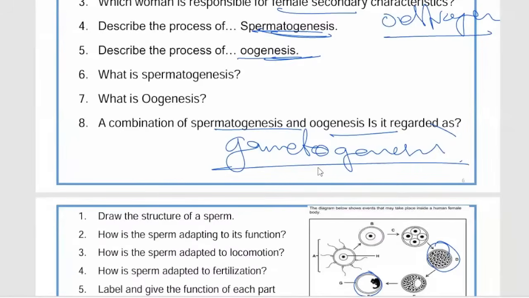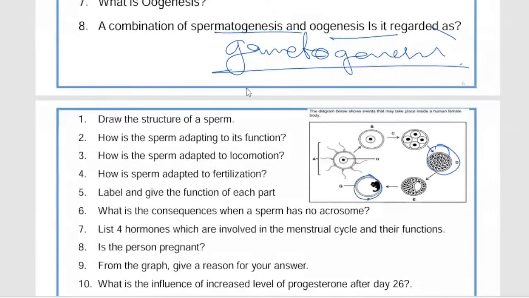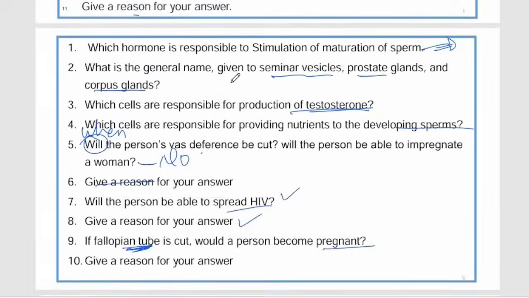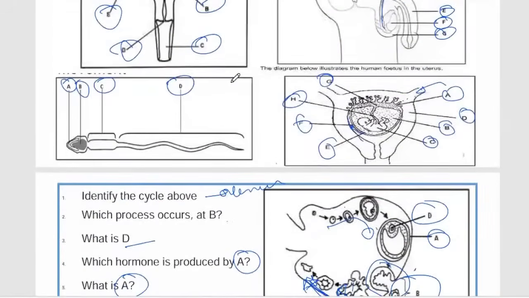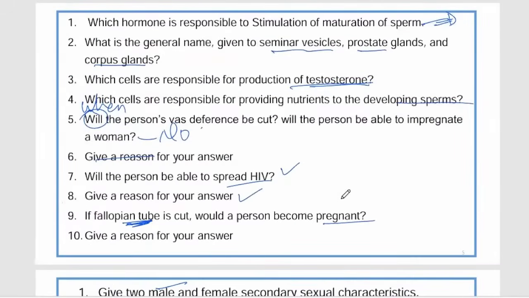All right, then we continue to the next question. Draw the structure of a sperm. Make sure that you know how to draw the structure of a sperm. Why should I draw the structure of a sperm when I have a structure of a sperm here? So make sure that you know how to draw it like this. Make sure that the head is proportional to the middle piece and to the tail. Don't just draw and then leave. Make sure that you label.